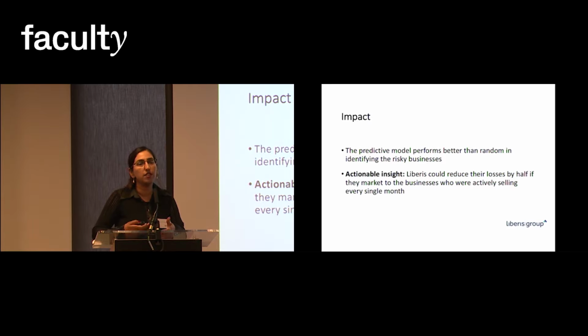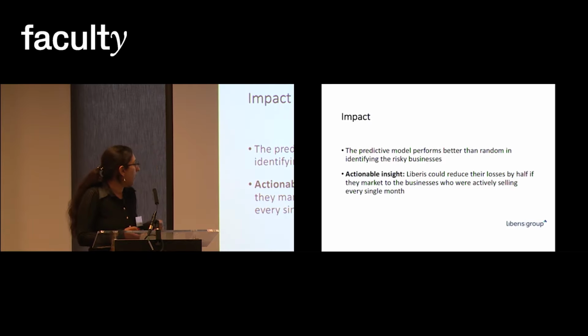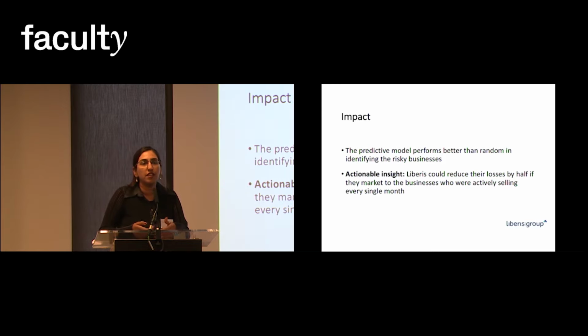On the other hand, the actionable insight for Liberis is that if they try to market their services to the businesses which are more stable, and they manage to sell at least one product per month, their default rate would go even lower.